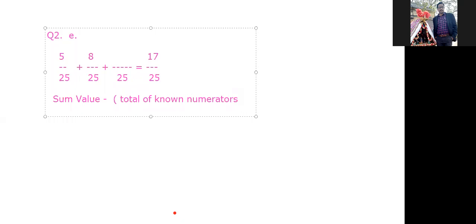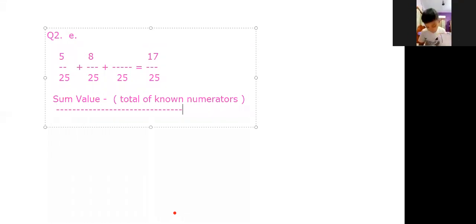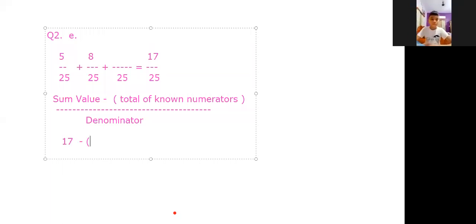Known numerators. Okay, and so that will be 4 by 25. Wait, let me, this is the total of known numerators. Sum value minus total of known numerators, and denominator. Now, when we look at this one, this is the formula. So we can see the sum value is how much? Sum value is 17 minus the total of known numerators.